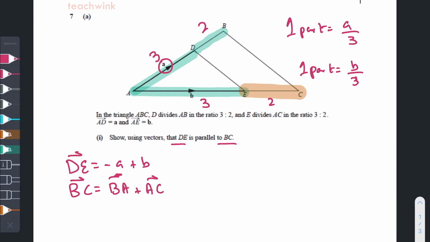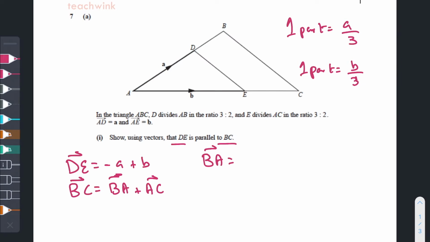Let's find BA first. So, BA in this case is going to be, one second, let me highlight this so that it's easier for all of us. From B to A, if you go from here to here, there is A from here to here. But what about these 2 parts? Since there are 5 parts, this means that 5 gets multiplied by A over 3, making this negative 5A over 3.